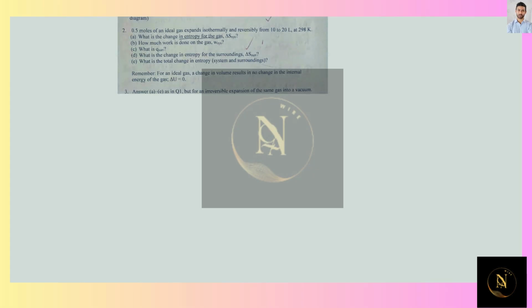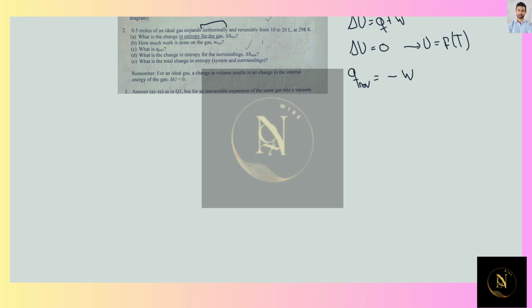Hi, so over here, remember that we know that delta U is equal to Q plus W with this same convention. And in this case, we're told that delta U is equal to 0 for an ideal gas, since the internal energy is going to be only a function of temperature. So for an isothermal process, the change of internal energy should be equal to 0. That means that the reversible heat for the isothermal process would be equal to minus W.